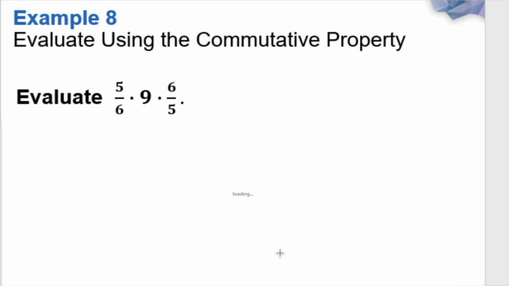Go ahead and see if you can try example 8. We're going to try to use the commutative property, so I want to see if you can figure out the best way to solve this one. So we're going to pause here, try it on your own. When you're ready to check it, click play.